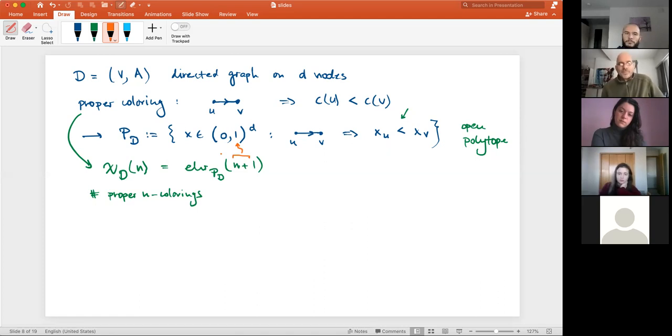So for a directed graph, this chromatic polynomial kind of thing is an evaluation of an Ehrhart counting function. And I claim this polytope has integer vertices. So this is an Ehrhart polynomial.